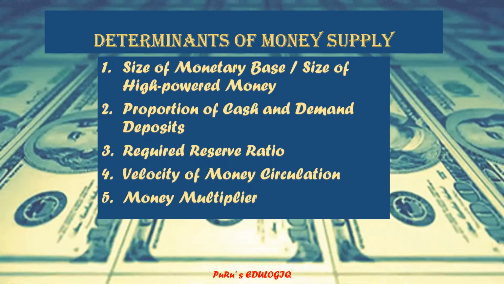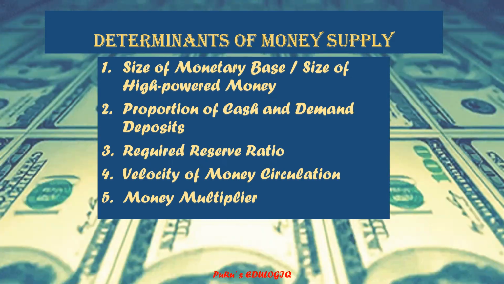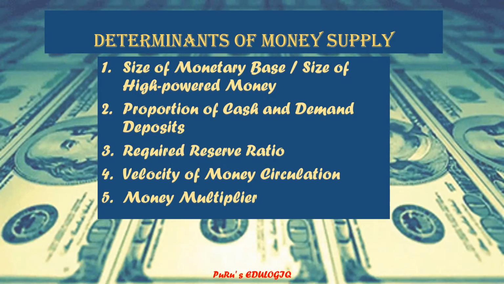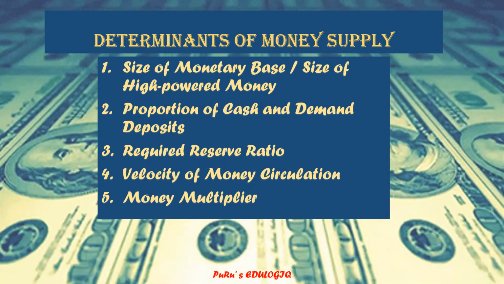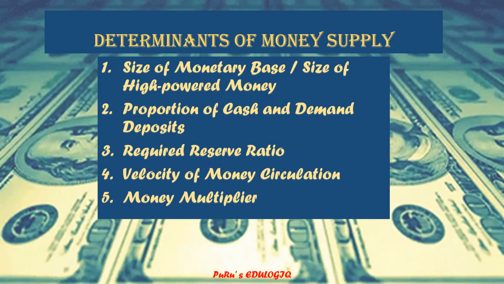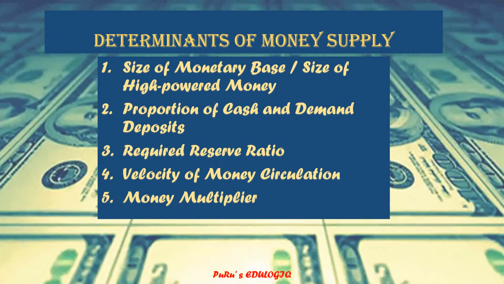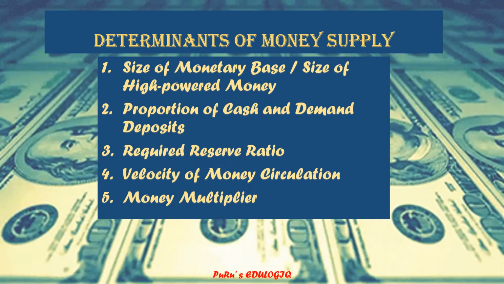Coming to the proportion of cash and demand deposits, if people hold more cash with themselves and less cash at bank, then the deposit ratio is less, so the credit creation process contracts, which also leads to a fall in money supply. But if people hold more cash at bank and not at hand, then the credit creation process strengthens, which increases the money supply.